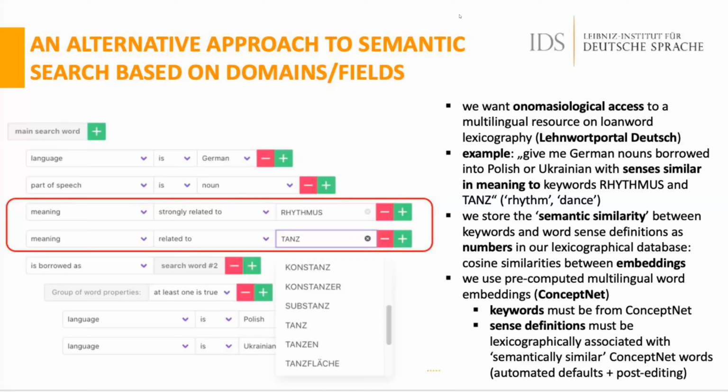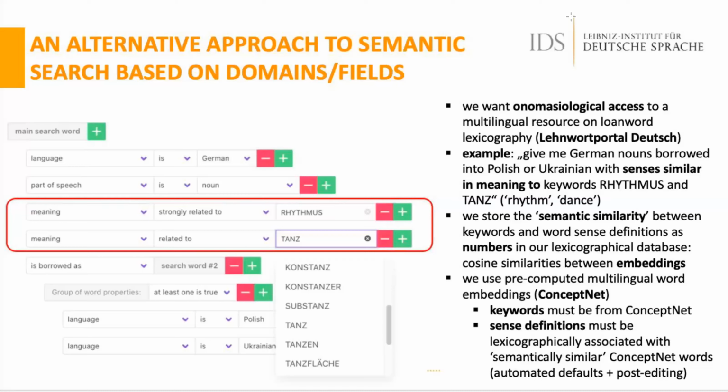In the context of our resource, an advanced search with an onomasiological component will roughly look like the screenshot on this slide here. It says, give me German nouns, you can read it from top to bottom, borrowed into Polish or Ukrainian, with senses similar in meaning to keywords Rhythmus and Tanz, English rhythm and dance, obviously. The idea is that those keywords available to the user form a substantial part of the German core vocabulary, something like the 10 or 20,000 most frequent words. This allows users to use the search in an exploratory, Google-like fashion without having to re-engineer semantic field taxonomies.